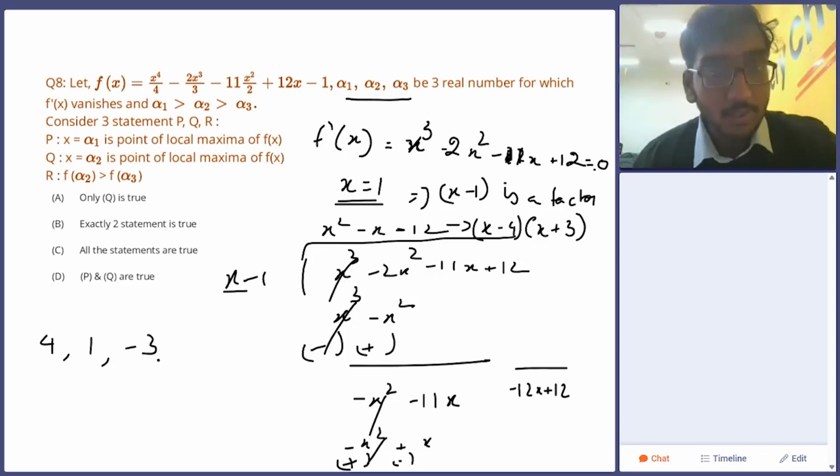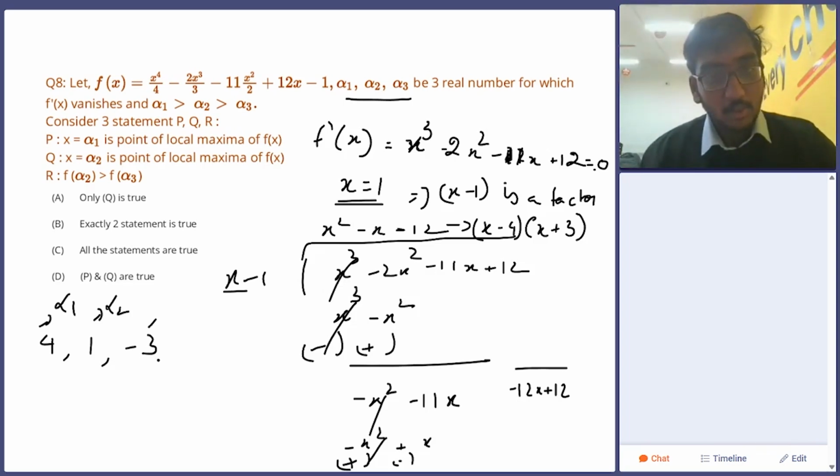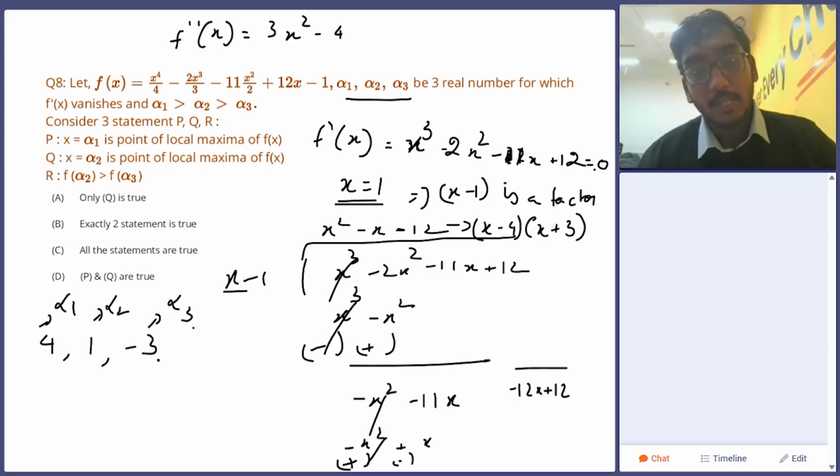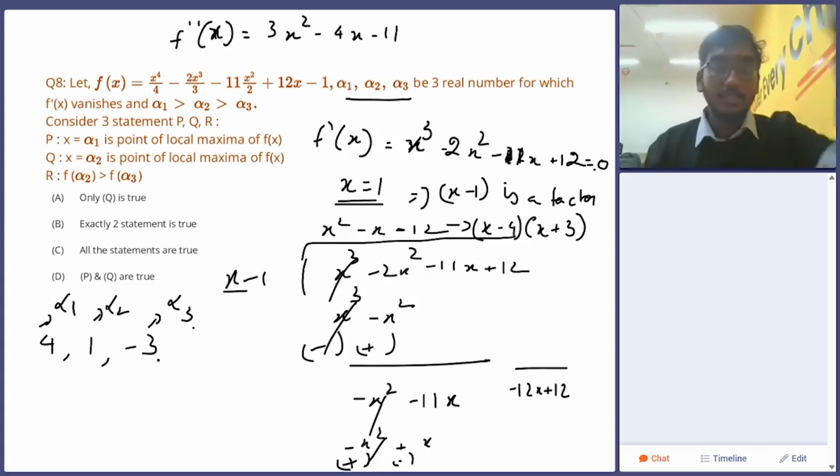They have given that alpha 1 greater than alpha 2 greater than alpha 3. That means this will be alpha 1, this will be alpha 2, and this will be alpha 3. But whether it is a point of local maxima or local minima will be decided by the second derivative test only. So first find f double dash of x also. It will be 3x square minus 4x minus 11. This will be the expression for f double dash of x.